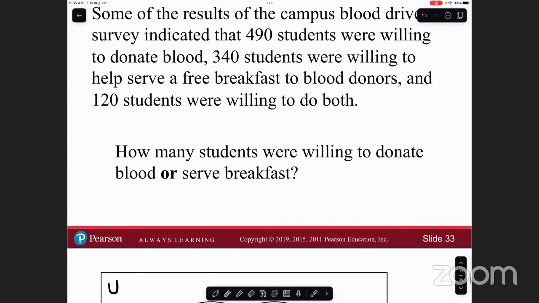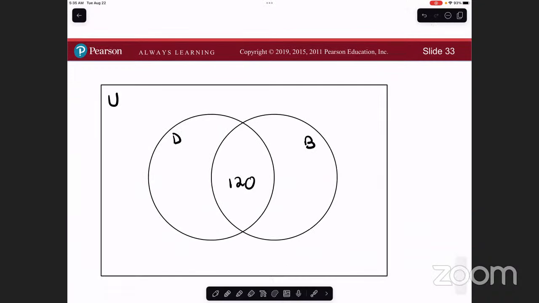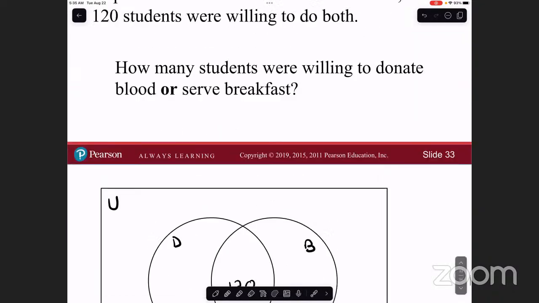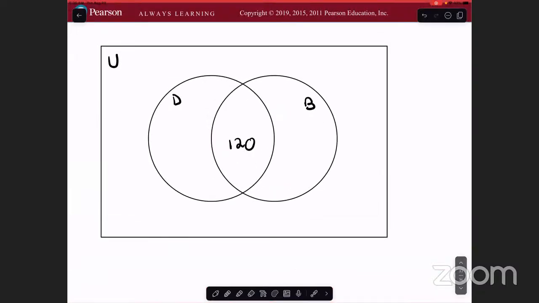Now we kind of work backwards. It says 340 students were willing to help serve free breakfast. So that means within the breakfast circle, it needs a total of 340. So that means in that right-hand region, let me see. Hey Siri, what's 340 minus 120? 340 minus 120 is 220. So that means in this region over here, we need to put 220, right? Because again, inside the circle B, that needs to total to 340, right?